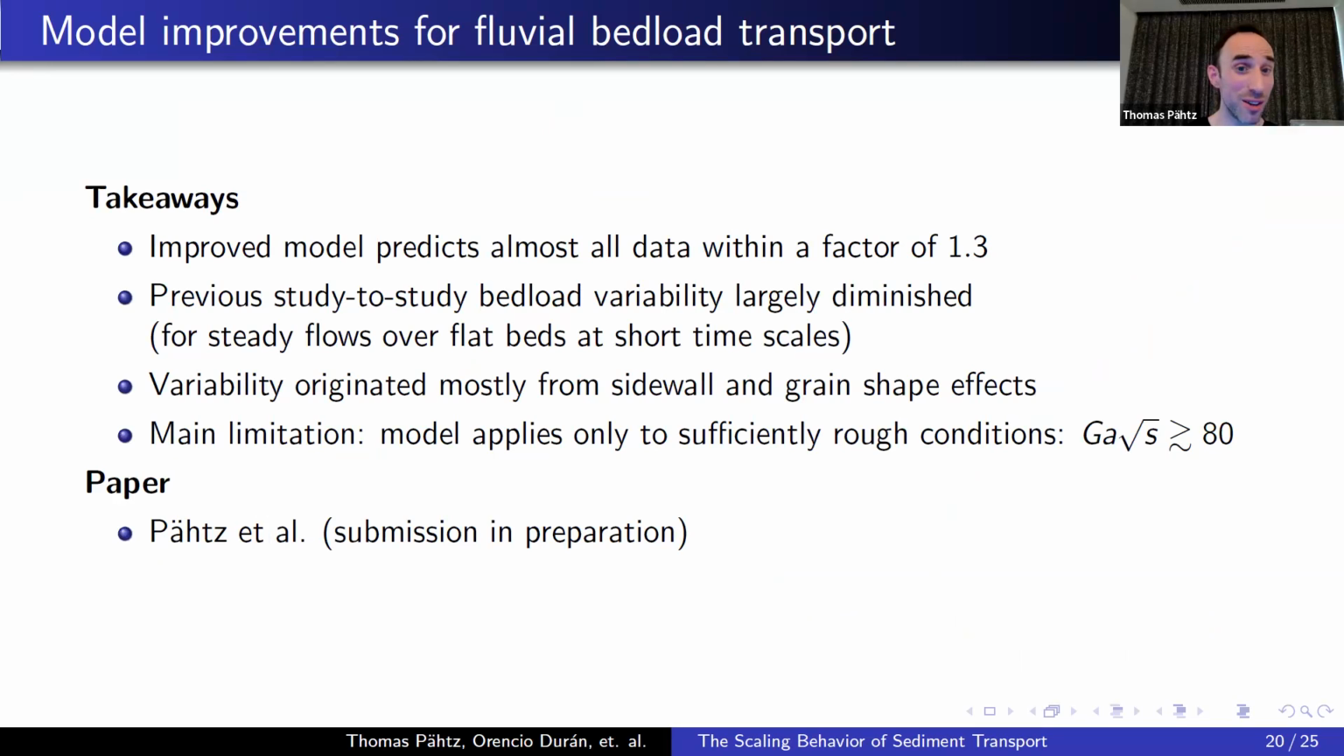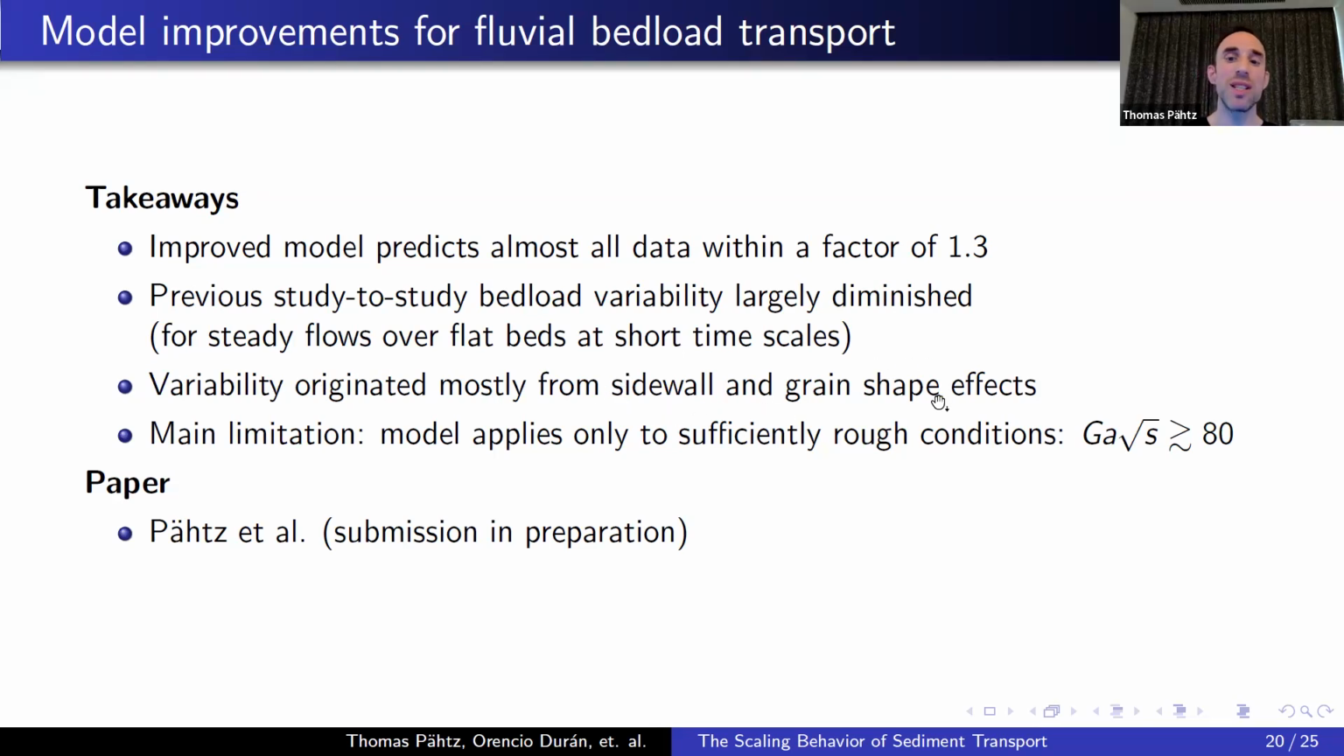From this improvement, we have managed to largely diminish bedload variability, at least for the cases we consider, which are equilibrium flows or steady flows over flat beds at short time scales. And previously, there was really a large variability. Typically, a variability of an order of magnitude is possible from study to study, even for the so-called same conditions. And what we find is that most of the variability comes from sidewall and grain shape effects.